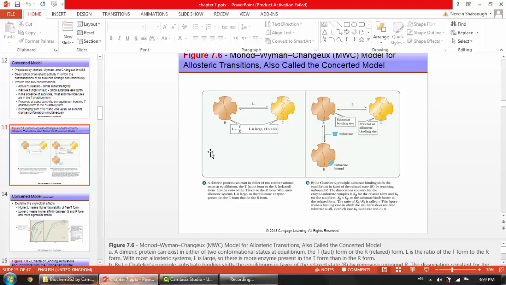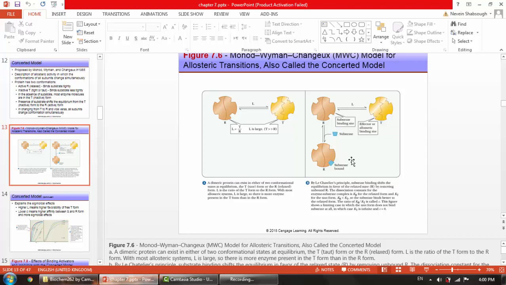Now, when the substrate is added, it binds to the R form, of course, and the equilibrium shifts. According to the Le Chatelier principle, when a system at equilibrium is subject to stress, it goes in the direction to relieve that stress. So more T is converted to R, and notice that the value of L will decrease, of course.